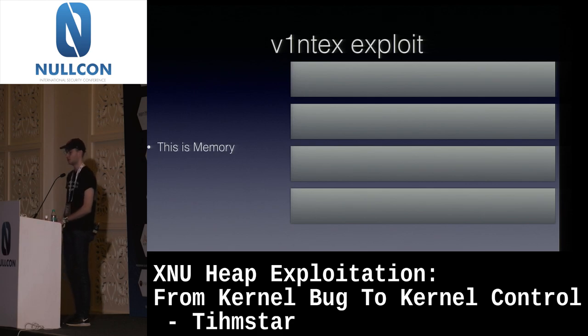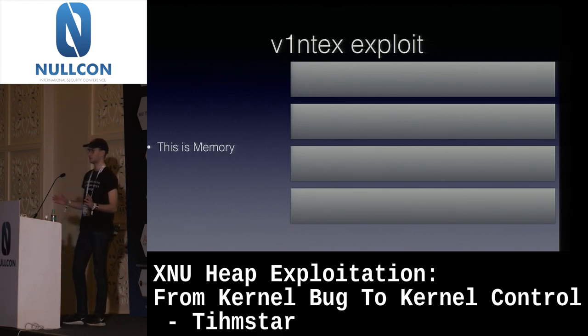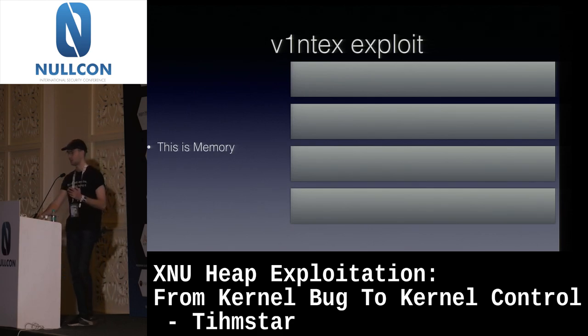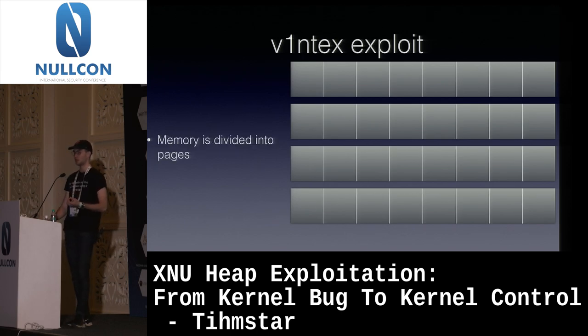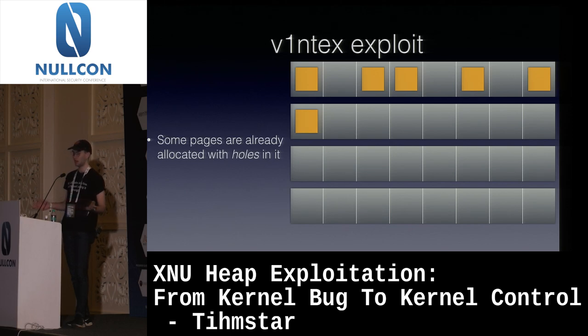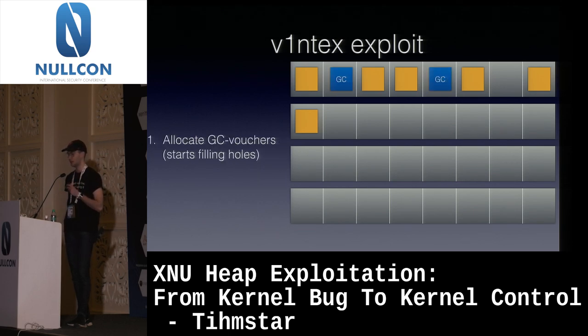For the Voucher exploit, we're doing as follows. This is memory, that's your RAM. Memory is divided into pages. Some pages are already allocated, and sometimes there are holes in it because it's not consecutively allocated. We don't really know the state, but we assume we have some kind of state like this.